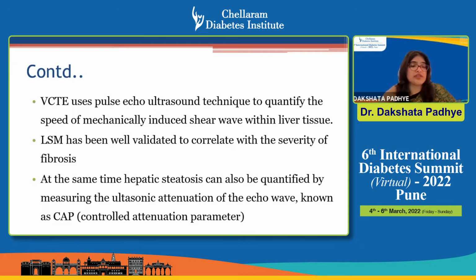Now, liver stiffness has been well validated to correlate with severity of fibrosis. At the same time, hepatic steatosis can also be quantified by this machine, along with stiffness. There is ultrasonic attenuation of the echo wave, which is called the controlled attenuation parameter. So in simple words, we come to know about stiffness and about the steatosis as well. Both fibrosis and steatosis can be measured with this machine.